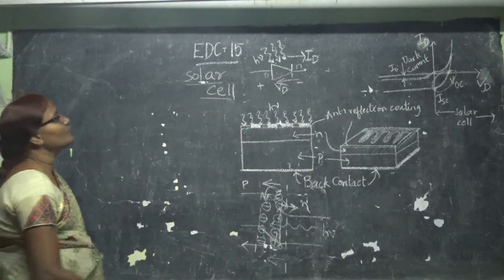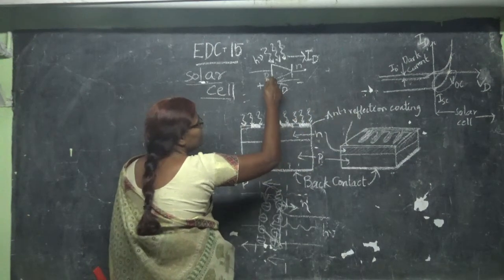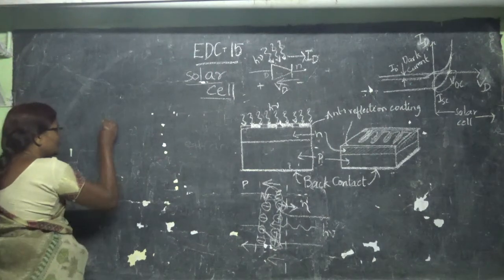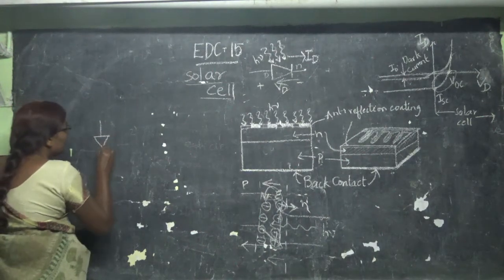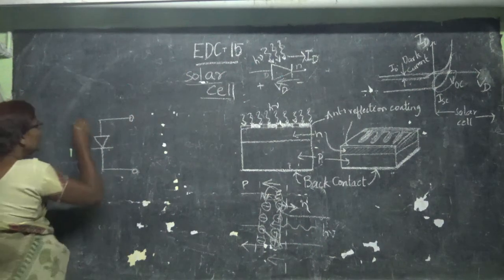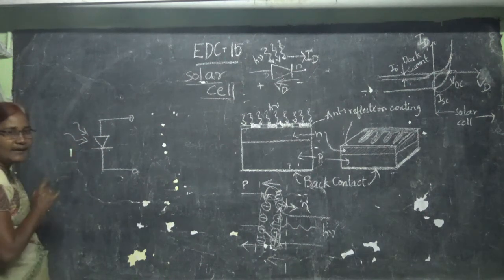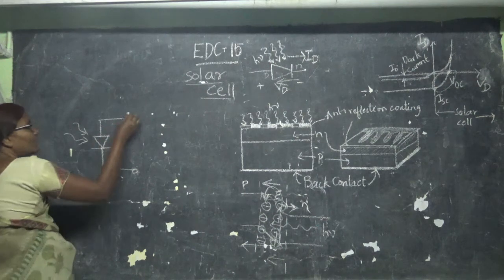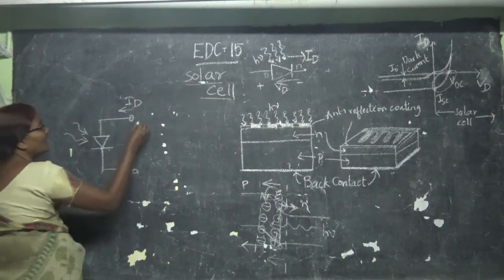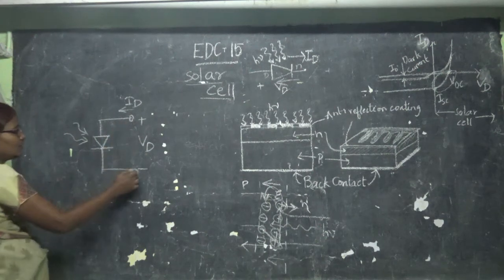But what we are doing is, we are making this device operate in the fourth quadrant. Now this is my normal diode. If some light is falling on the diode, then it will become my photodiode. So naturally I will represent the forward current of the diode in this direction, and my diode voltage will be between these two terminals.